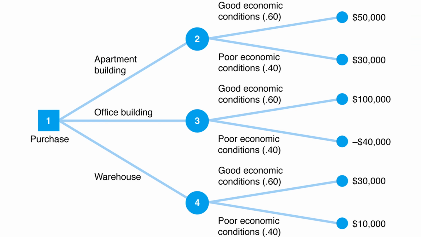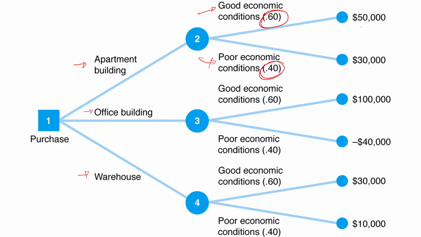Purchase. We have an apartment building, an office building, and a warehouse. Next, if we purchase an apartment building, there are two possible consequences. Good economic conditions, 60% probability. Poor economic conditions, 40% probability.